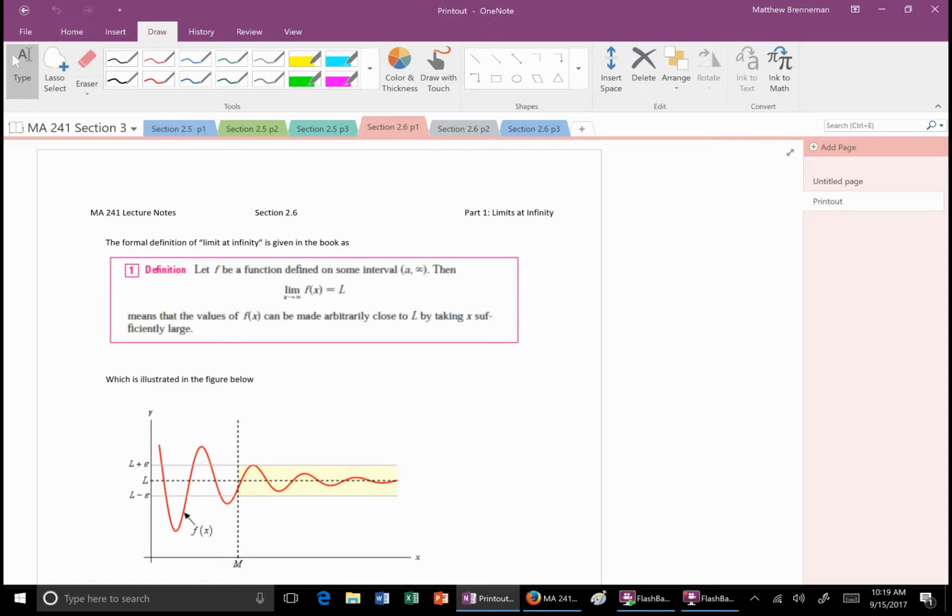If you keep making these bands smaller and smaller, the function must stay within them. This is what it's saying. It doesn't mean it has to approach from one side. You don't have to know that, but I'd like you to think about it. I think understanding what limits mean is important.